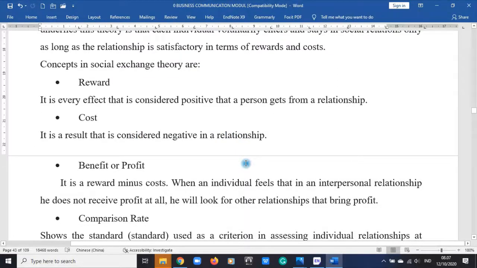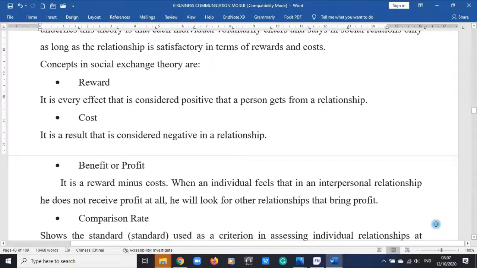When we need to pay something, it must be cost, right? And reward is when we get something. Benefit or profit is the gap between reward and cost. When an individual feels that in an interpersonal relationship he does not receive any profit at all, he will look for other relationships that will bring profit.